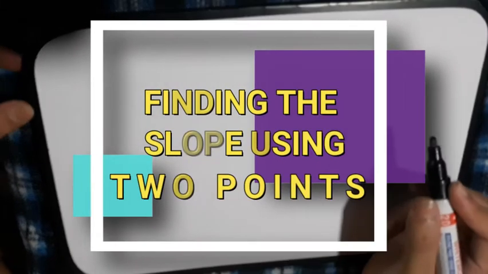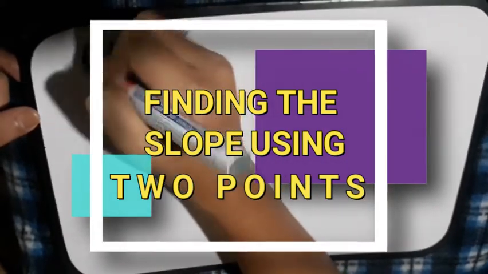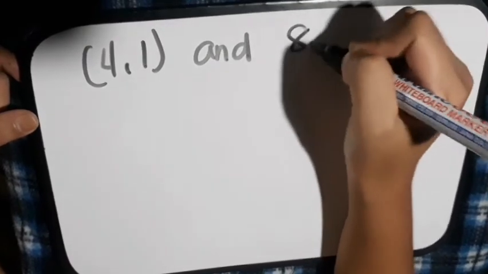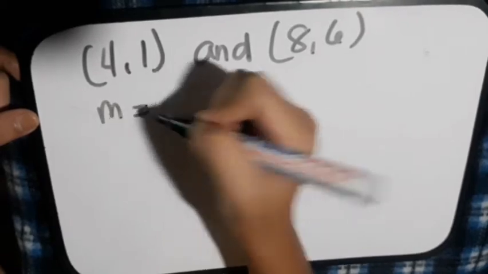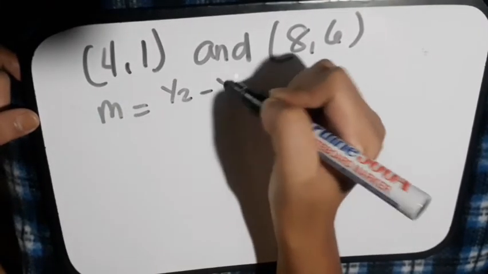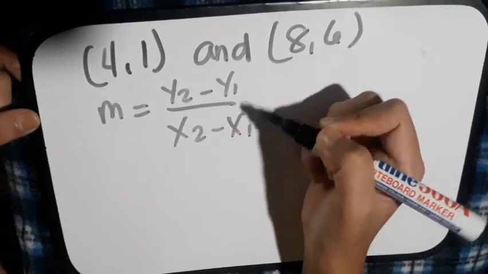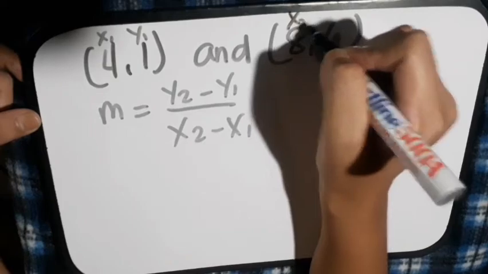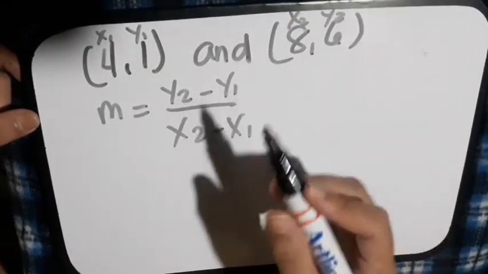Now, let's find the slope given 2 points. Let's say, for instance, we have (4, 1) and (8, 6). First, we need to write the formula, which is m is equal to y sub 2 minus y sub 1 over x sub 2 minus x sub 1. Then, name the points x sub 1, y sub 1, x sub 2, y sub 2. This is our first point and the second point.